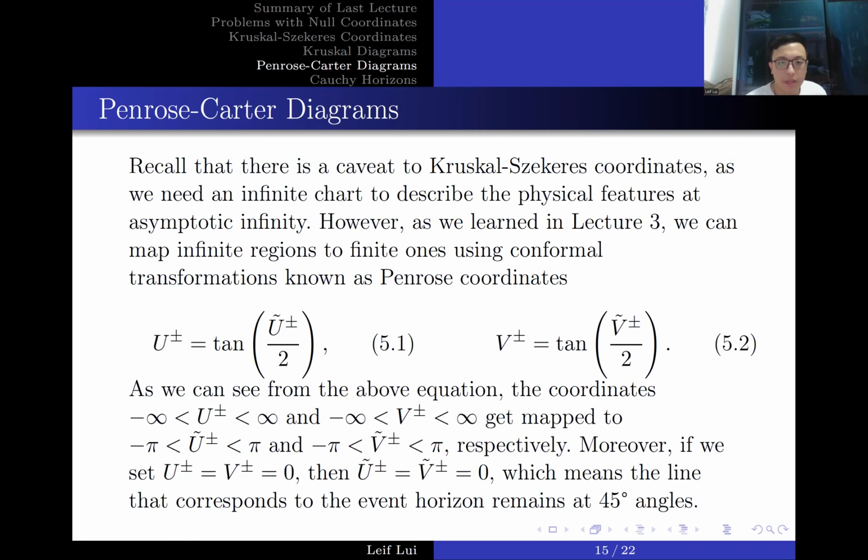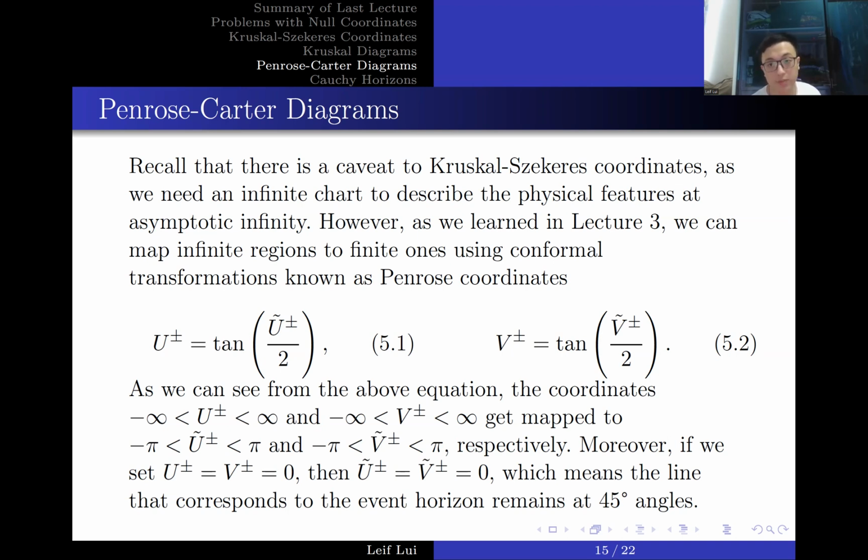Now, recall that the caveat to Kruskal-Szekeres coordinates is that we need an infinite coordinate chart to describe the physical features at asymptotic infinity, for example future and past space-like, time-like, and null infinity. That is all right if you're thinking about it, but if you want to summarize them all in one diagram, it is better to have a finite coordinate chart. As we learned in lecture 3, we can map the infinite regions to a finite one using conformal transformations using Penrose coordinates.